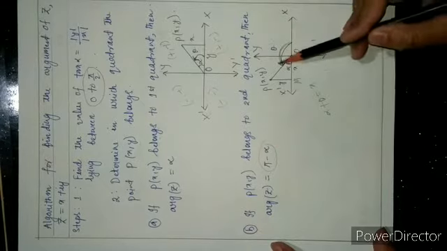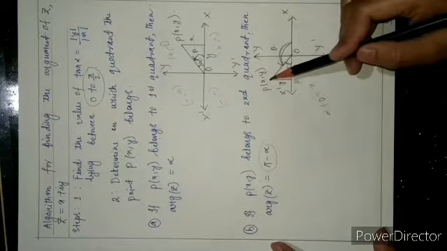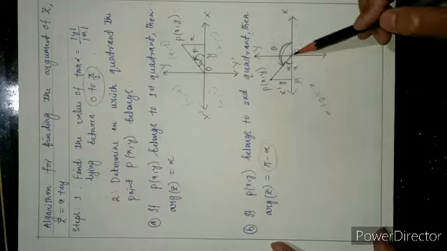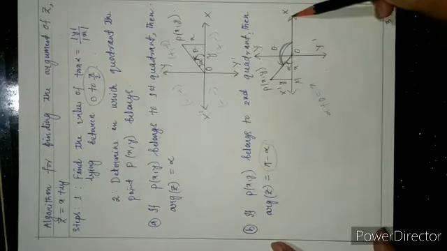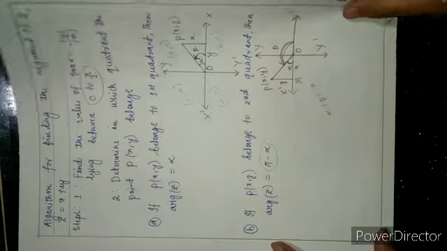Consider OX as the initial line and OP as the terminal line. Then the angle made by this OP vector with the positive direction of x-axis in anti-clockwise direction is represented by theta.